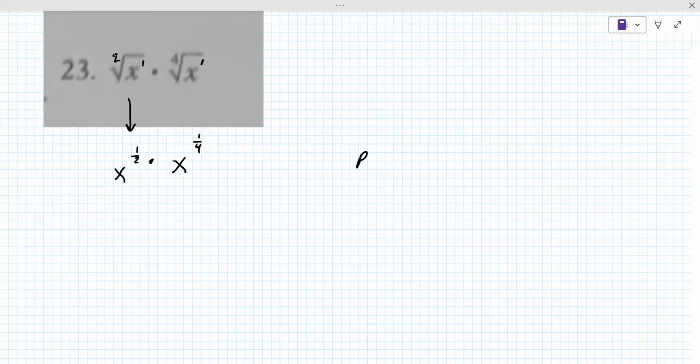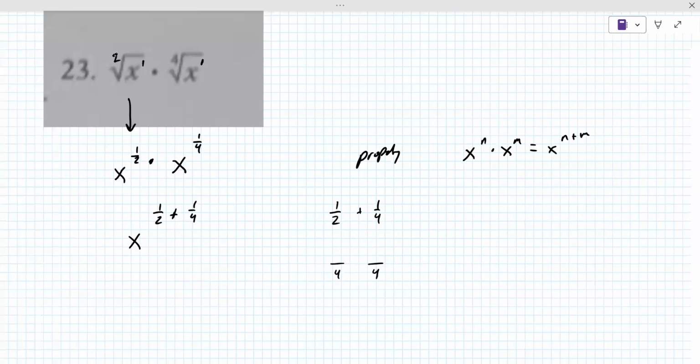Now there's this rule, this property that says if the bases are the same and you're multiplying, you add the exponents. So here you're going to add the exponents. So a couple of options. One, you go right to a calculator. Two, you can make a common denominator, right? 1/2 plus 1/4. You can make a common denominator 4. Add the tops, keep the bottoms. All right, now that means our answer is x to the 3/4 power.